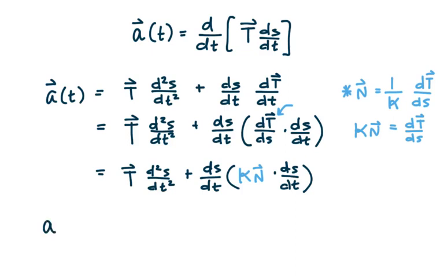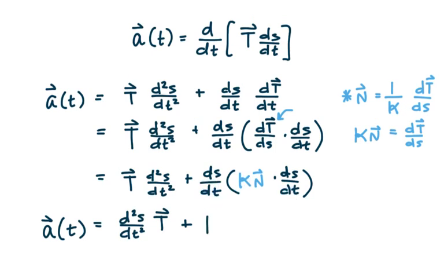So we can further say that a of t, and I'm going to rearrange these components here. I'm going to put my T at the end. So I've got the second derivative of distance with respect to time times my tangent unit vector, plus, I'm going to pull these two together, and so I'm going to have kappa times ds/dt squared.